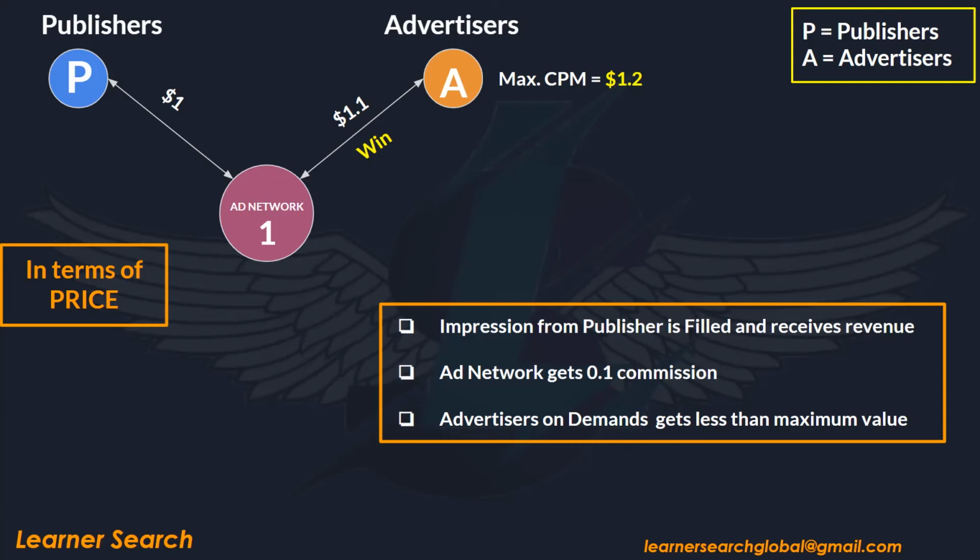Then the advertisers on the demand side get it for less than the maximum value. Actually, the advertiser was ready to pay $1.2, but he got it at $1.1 only. So he's saving some amount of money. That's a good thing, a good observation. One thing I want to explain here is that for ad networks, 0.1 is not always the same figure. Let's take some percentage, 5%, 10% commission. In that way it works. The 0.1 is just for your understanding purpose.